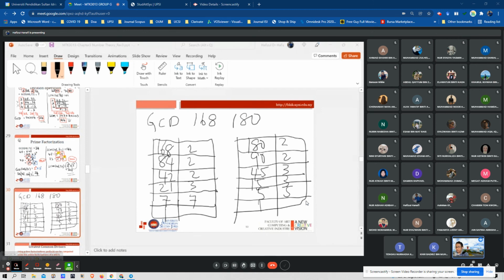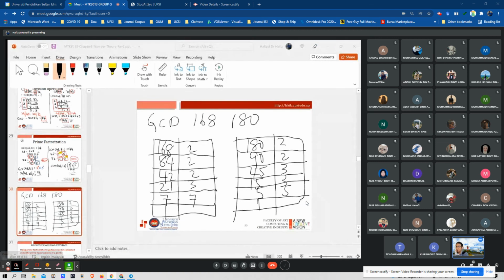In the next step, we determine the product of the common factors with the smaller exponent. 2 multiplied by 2 multiplied by 3 uses the common factors with the smaller exponent, the minimum. For 2, we have the minimum of 2. So 2 multiplied by 2 multiplied by 3 is the common product. So we got the GCD is 12.